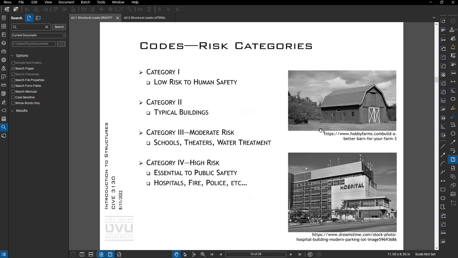Risk categories. So we put each building into a risk category. Category 1 would be something like a barn. Category 4 would be a hospital. Category 3 would be schools, theaters, water treatment, that have a little more societal risk, but not as much as a fire station or a hospital. And then everything else is Category 2. So the ice cream shop you go to, or the gym, or a grocery store, those are all Category 2 buildings, office buildings, whatnot.